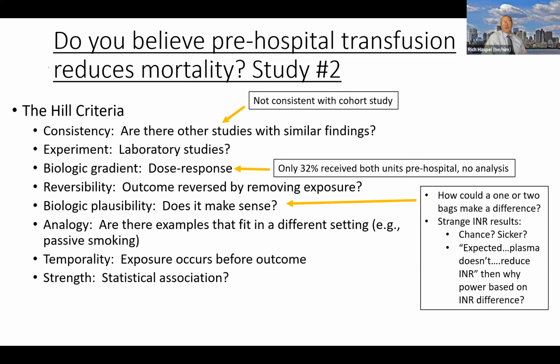Again, how could 1 or 2 bags of plasma make a difference in someone exsanguinating? Now, the strange INR result, it could just be due to chance or they were sicker. But what's interesting, they said, oh, we expected not much difference in INR because plasma is not good at reducing these subtly elevated INRs. But then why did they base the power calculation on INR, if they're admitting it's not a good measure? So it brings up other concerns about the power calculation.